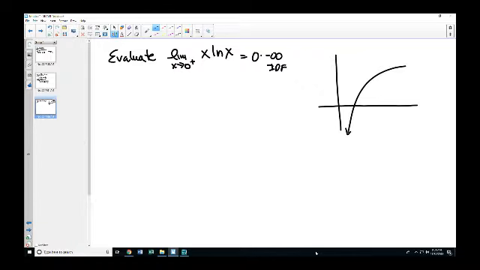So how would I make that a fraction so that I can use L'Hopital's rule? Think about it algebraically. What can I do to one of those to make it a fraction? Not even that complicated. Natural log x over x to the negative first.